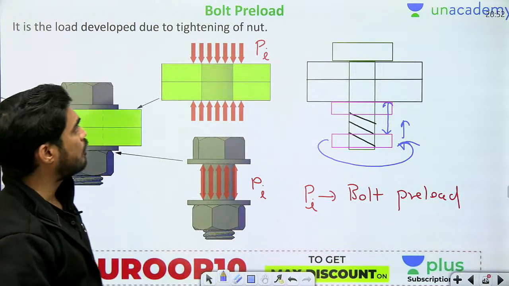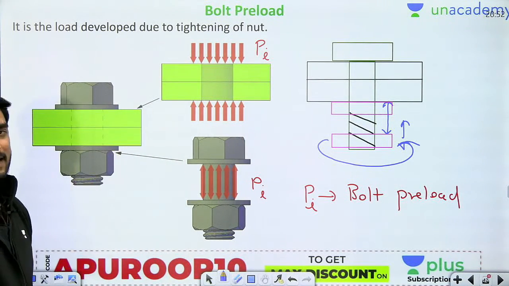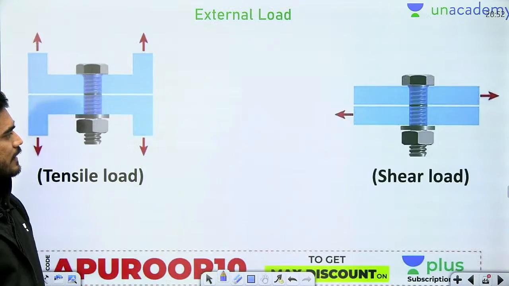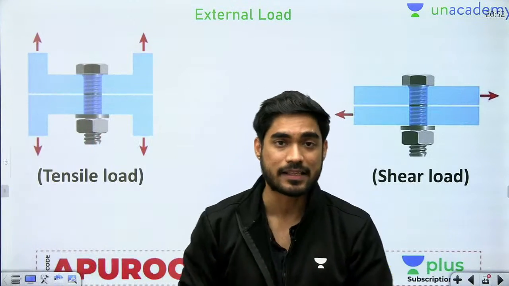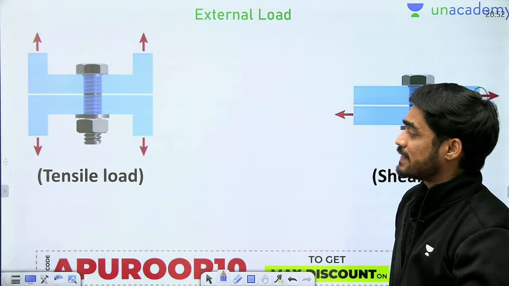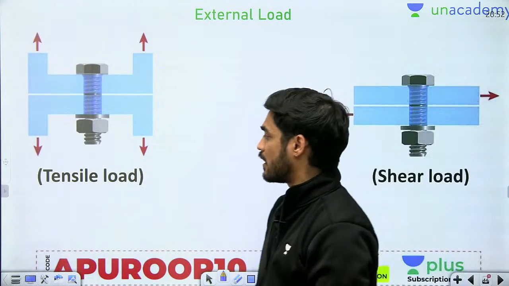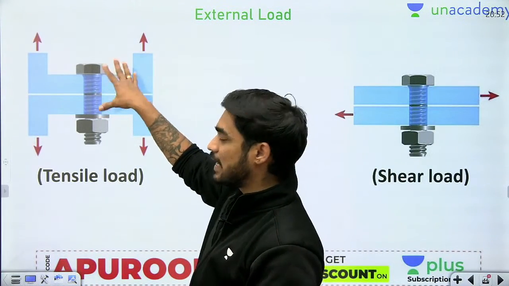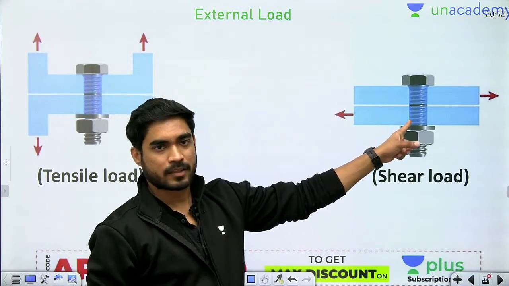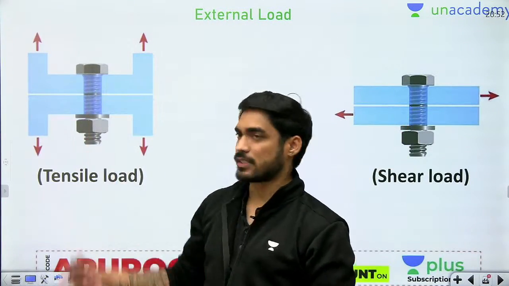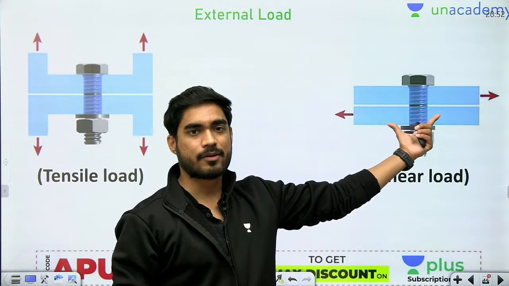Okay, now एक तो bolt preload की वजह से स्ट्रेस आता ही है. Another stress is developed due to external load. अब external load की वजह से भी स्ट्रेस आता है. External load किस तरीके से लग सकता है? There are two cases of external load. The load can be tensile like this or it can be like this. ठीक है, लोड जो है वो टेंसाइल भी हो सकता है और इस तरीके से शियर भी हो सकता है.